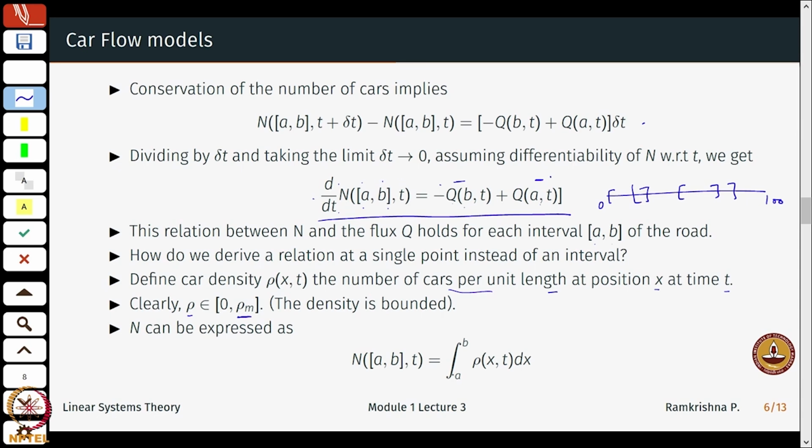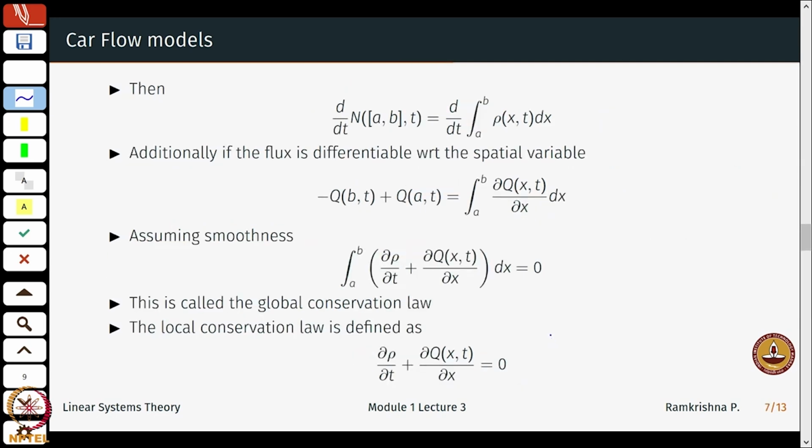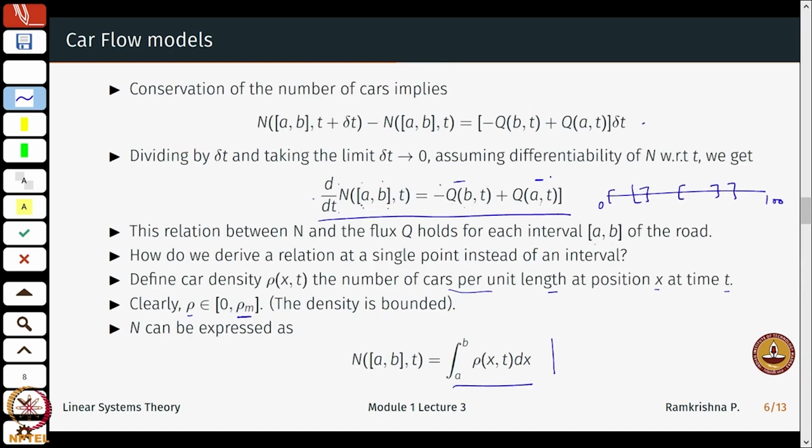Okay. Now, if I define density, I can then write down the number of cars in the interval a b at time t simply as a function of density. Right. This is again from physics. Okay. So, now I can relate these two expressions also now to the density. So, this a comma b here can be written more generally, and this a comma b can be arbitrary anything now.